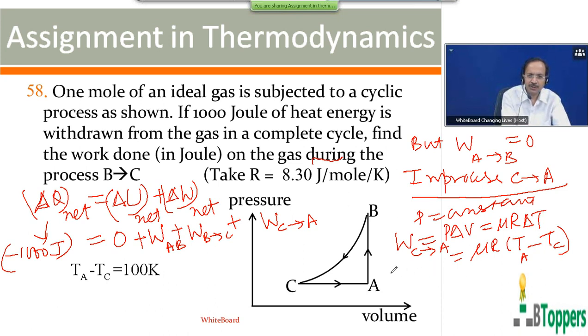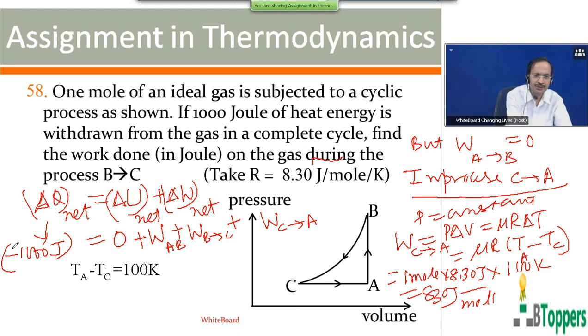So nu is the number of moles of gas, that is given as 1 mole. R is equal to 8.30 joule per mole per Kelvin. Temperature at A minus temperature at C difference is directly given as 100 Kelvin. So you get 830 joules. You can substitute these values in this equation.